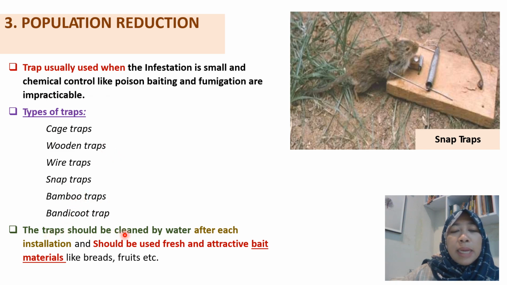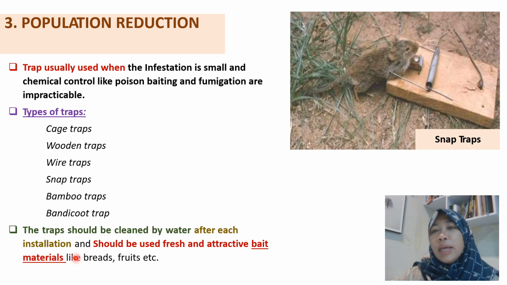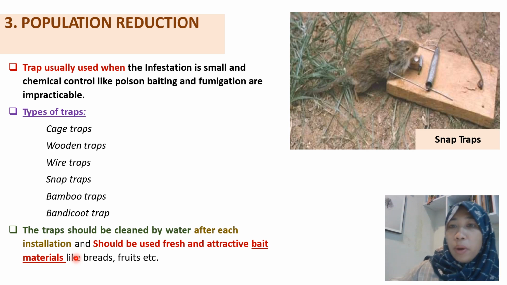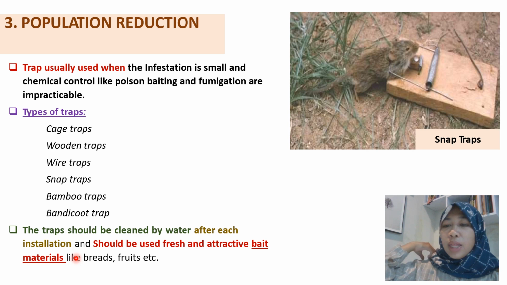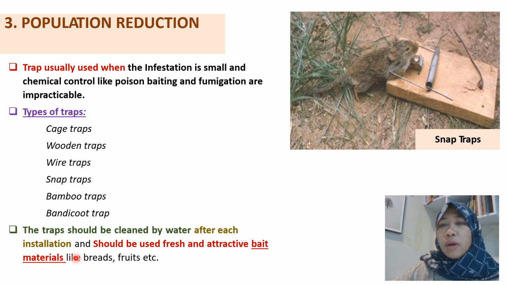The traps should be cleaned with water after each installation, because as we know, they communicate with each other using pheromone. Pheromone is not only for marking the area or territory, but they can also communicate with each other within one species. So we have to clean the trap that we have used, so there is no odor of the previous rat. We should also use fresh and attractive bait material.